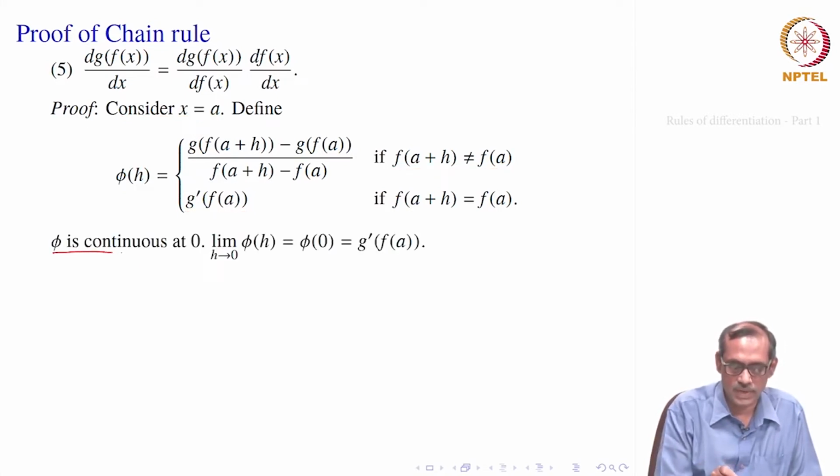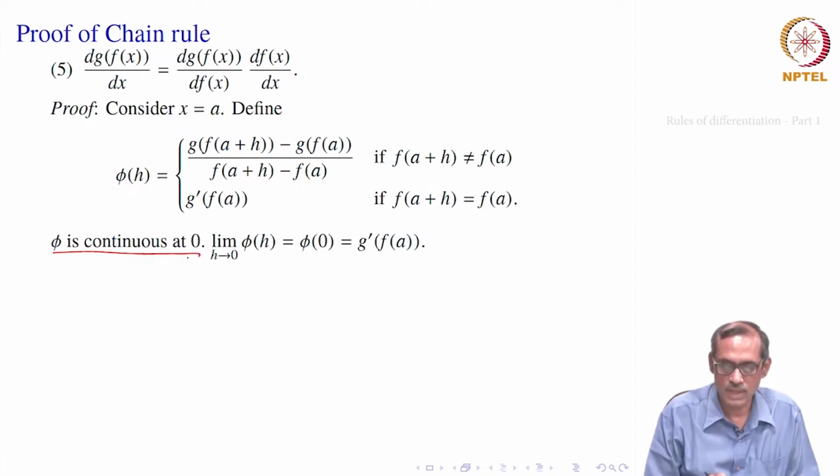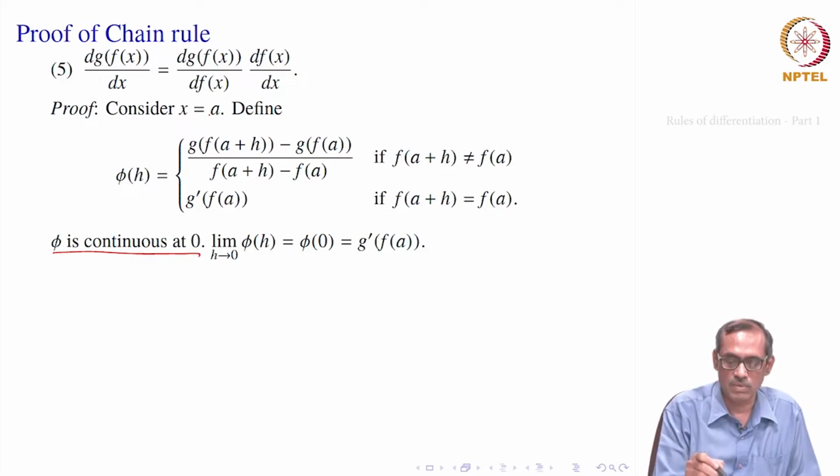Now, we want to discover some properties of this phi depending on h. So, first we claim that phi is continuous at 0. Why is it so? It is a function of h, remember there is no a now, it is absorbed there as numbers. Continuous at 0 means limit h goes to 0 of phi of h should be equal to phi of 0. When you take the limit h goes to 0, that means h is not equal to 0. So, f of a plus h is not equal to f of a. Therefore, this is phi of h.